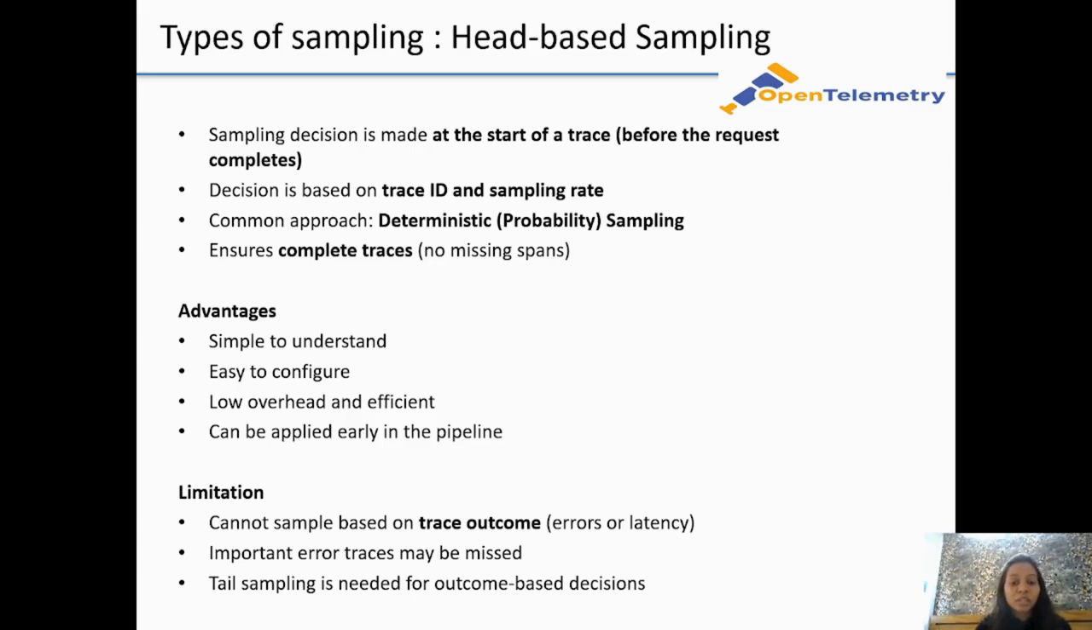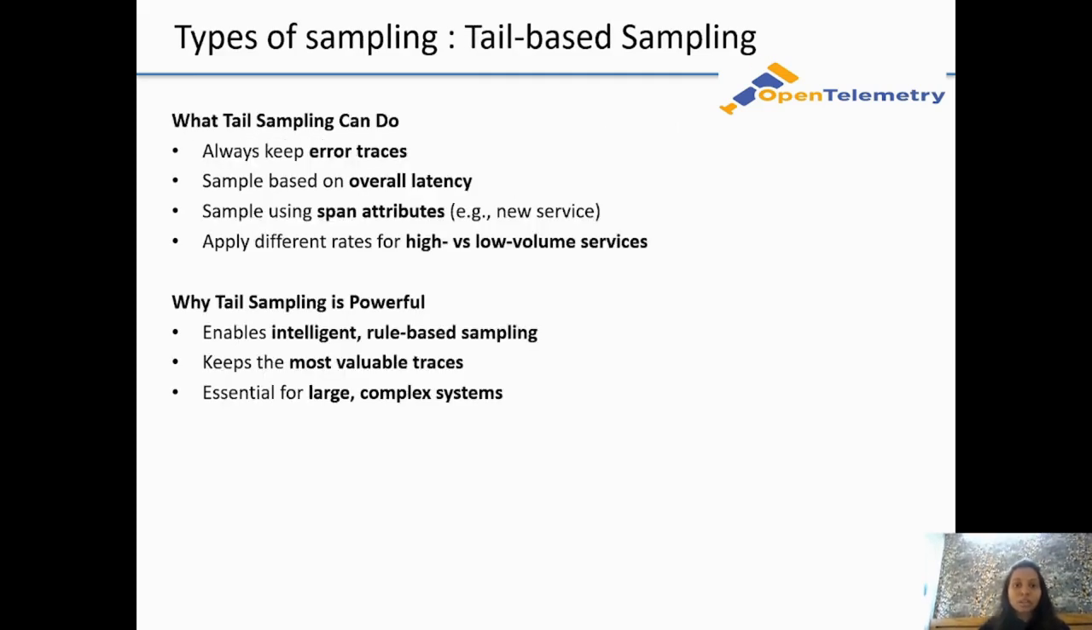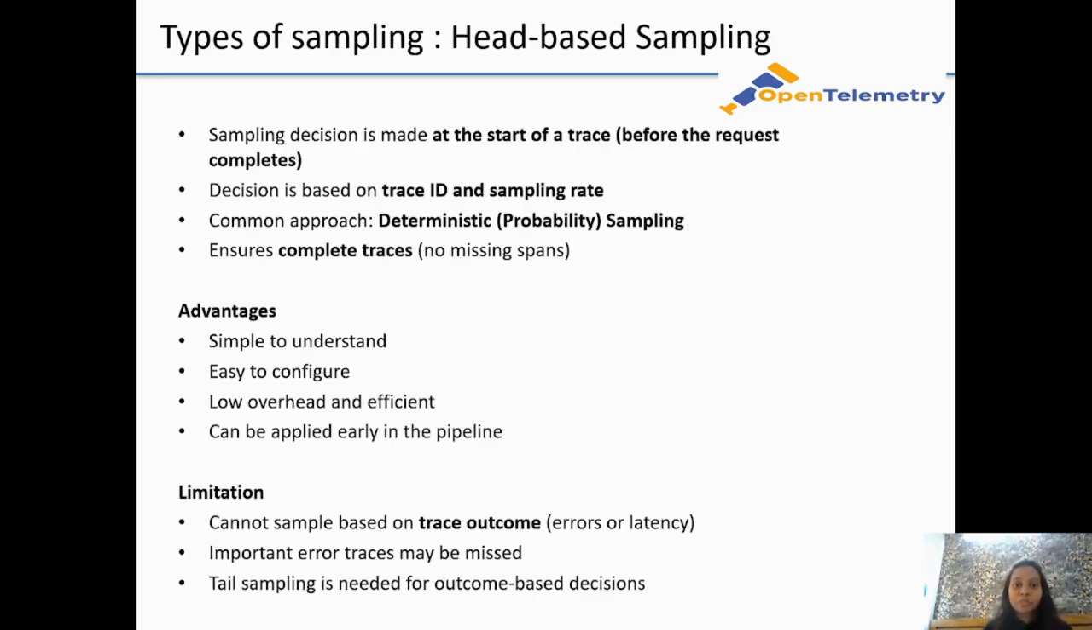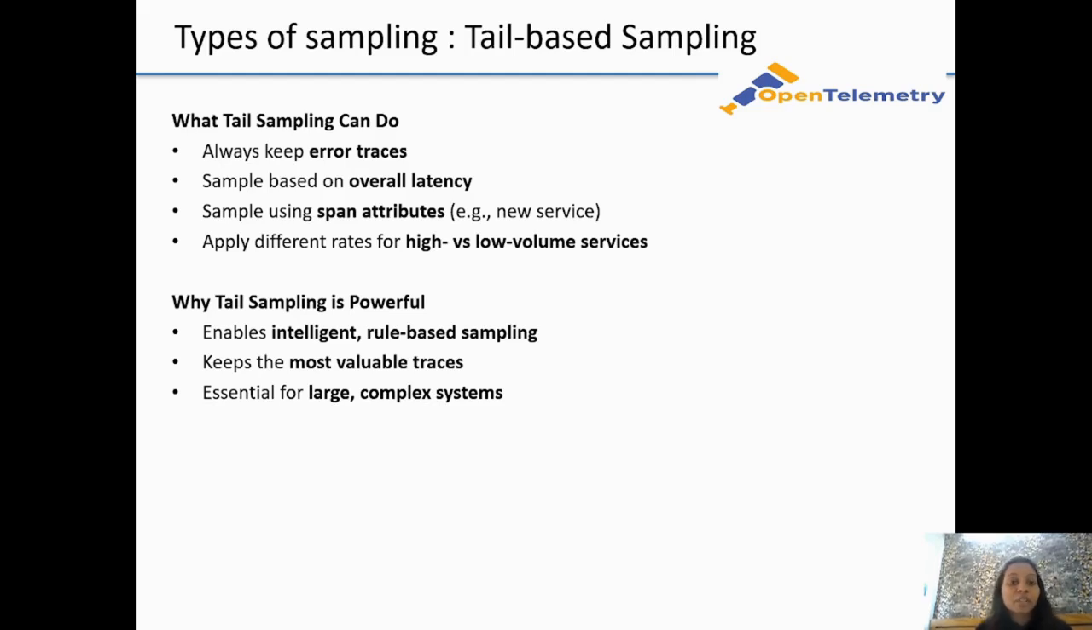That's where tail-based sampling comes in. Let's check the other type of sampling, which is tail-based. Tail-based sampling works very differently. In tail-based sampling, the decision is made after the trace is complete. You can see the difference: in head-based, it is made at the start of the trace, and in tail-based, the decision is made after the trace is complete.